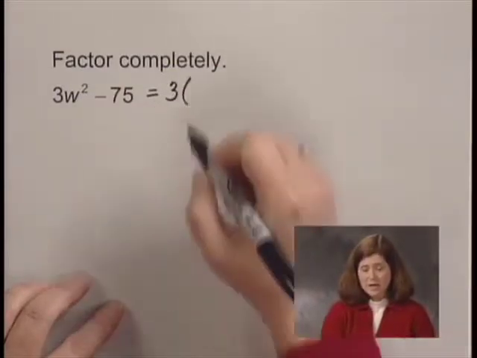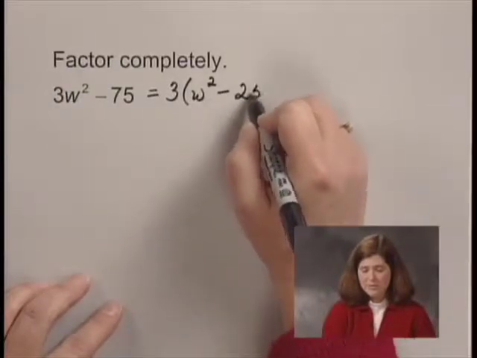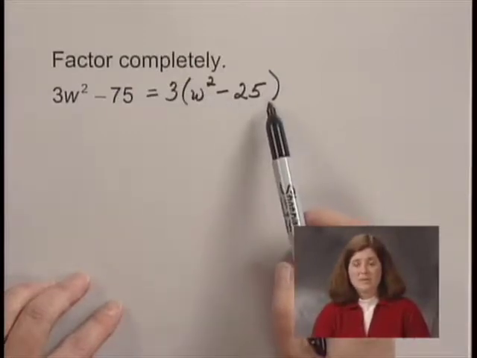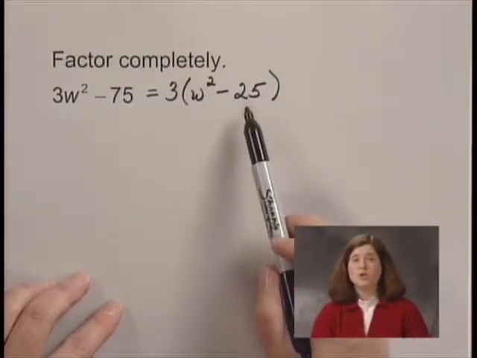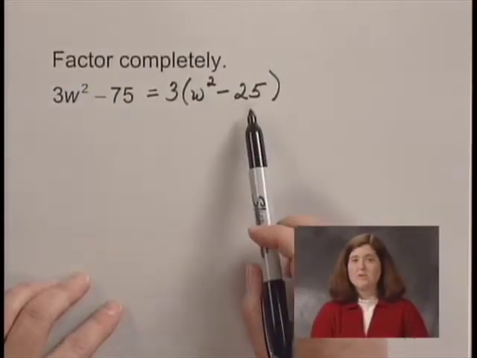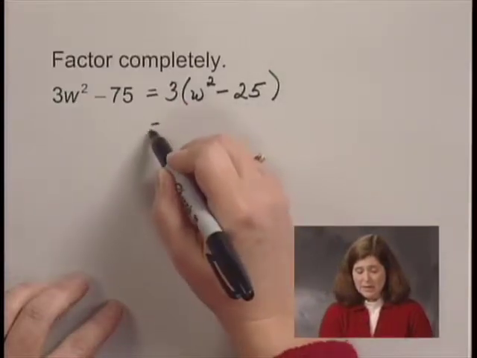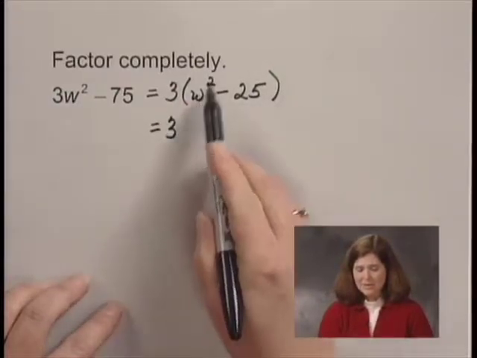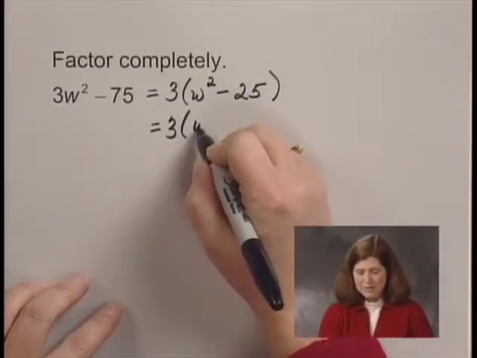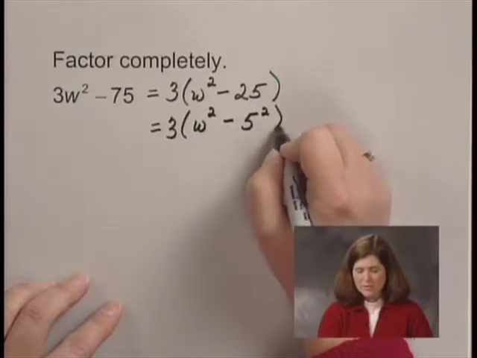I have 3 times w squared minus 25. Now I look at the polynomial inside the parentheses. It has 2 terms. The only way that I know at this point to factor 2 terms is if that is a difference of squares. And to see if it is, I can see that w squared is a square and 25 is a square. I'm going to write that as w squared minus 5 squared.